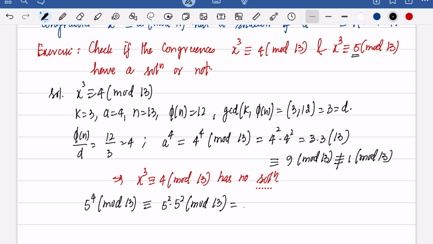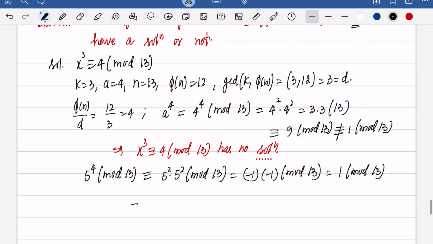Now 5 squared is 25, which is congruent to minus 1 mod 13. And 25 is also congruent to minus 1 mod 13. Now minus 1 times minus 1 is plus 1 mod 13. So this implies the congruence x cubed congruent to 5 mod 13 has a solution. Sorry, not unique, but has a solution. So we can just prove using these results whether it has a solution or not.